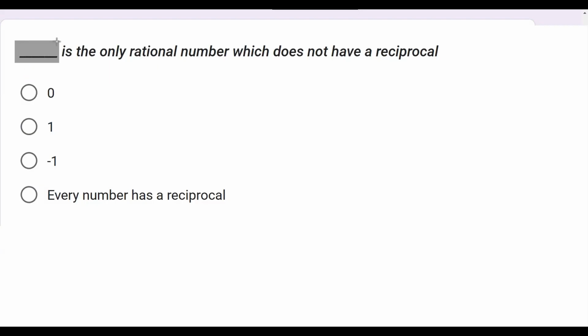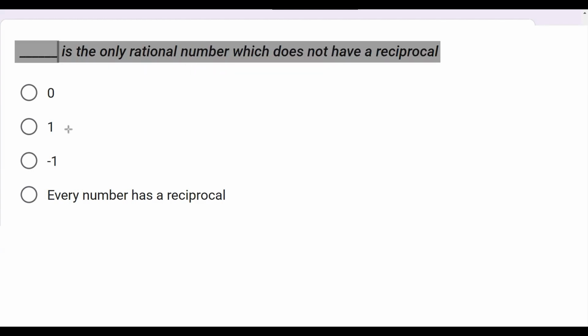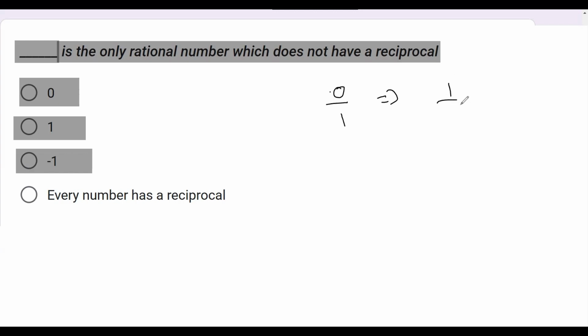Question here is dash is the only rational number which does not have a reciprocal. So we know that reciprocal of 1 is 1, reciprocal of minus 1 is minus 1, right? But what is the reciprocal of 0? That's not defined. 0 is 0 over 1, but when we reciprocate it, it is 1 over 0. That is not defined. So we say that 0 does not have a reciprocal. So this is the correct option.